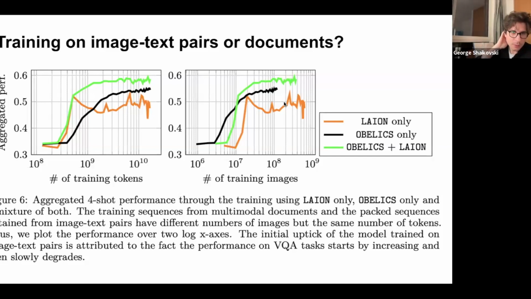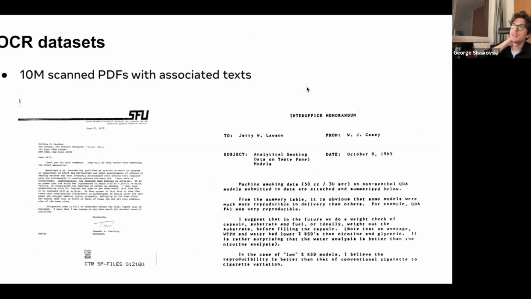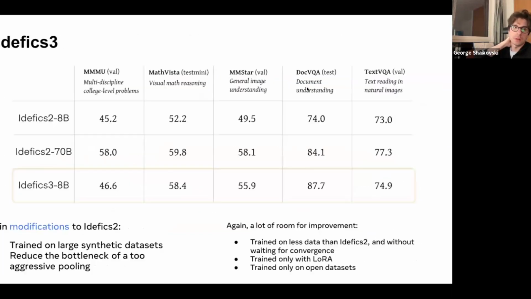I actually have a follow-up question to your last slide, if I may, Peter. Yeah, of course. Go ahead. You mentioned for Idefics3 that basically the main modification is to reduce the bottleneck of a too aggressive pooling. Could you elaborate on that? That doesn't mean that you're moving away from Perceiver. Does it mean that, or are you just expanding the number of tokens and increasing resolution? Yeah, that's a good question.